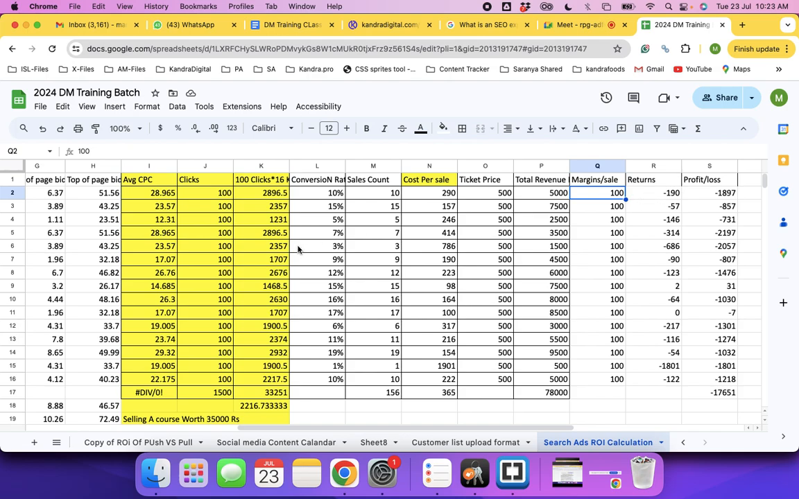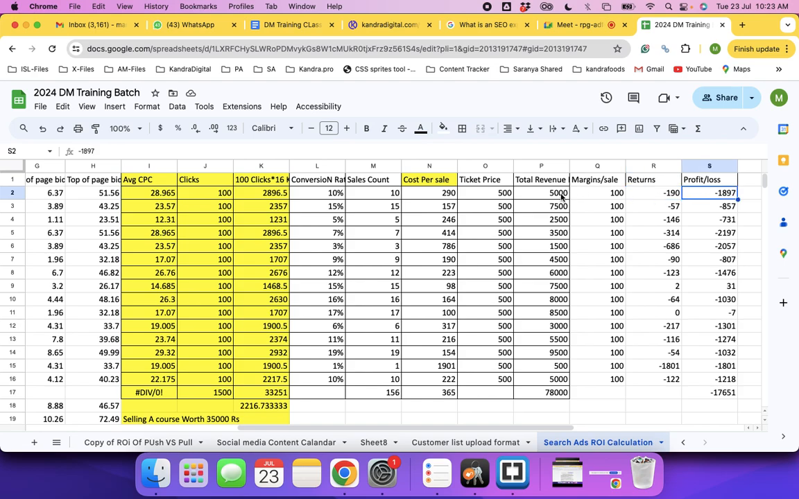So per sale, what's happening per sale? Per sale you are spending 289 rupees. So 190 rupees loss per sale. For 10 sales, you have a loss of 1900 rupees. Okay. So now how do you run this profitable?